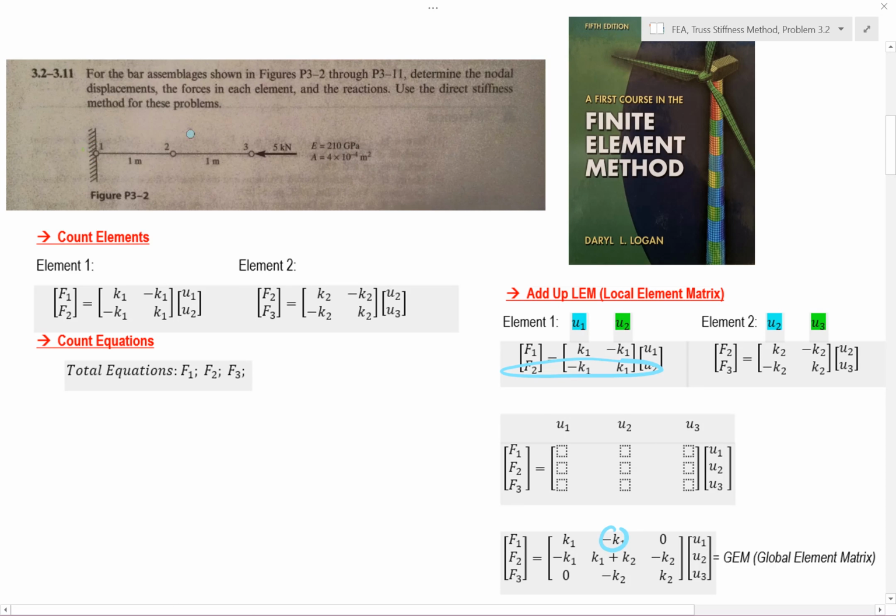Let's move on to force 2. Force 2 is represented here and here. Now let's move on to this force 2. Now, force 3 is next, right? So now we're here. And then we'll finish this out.